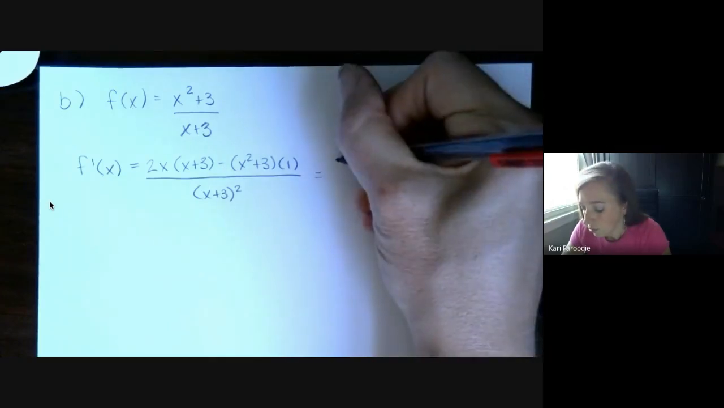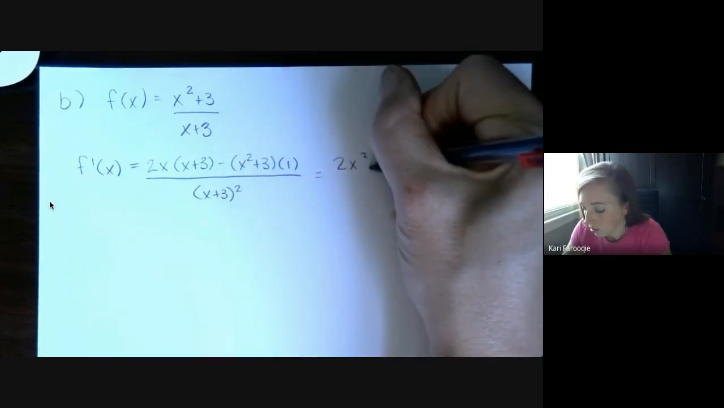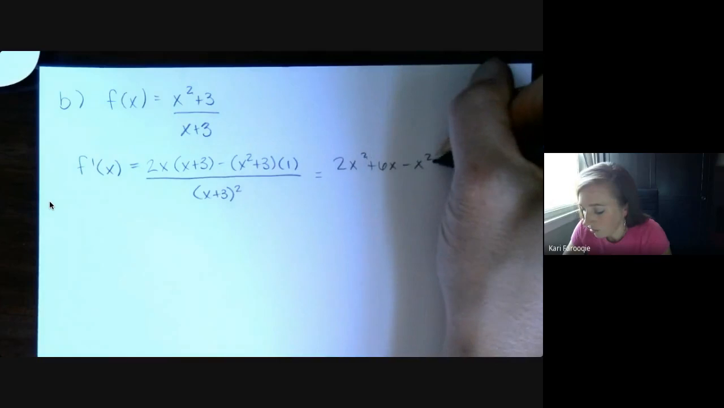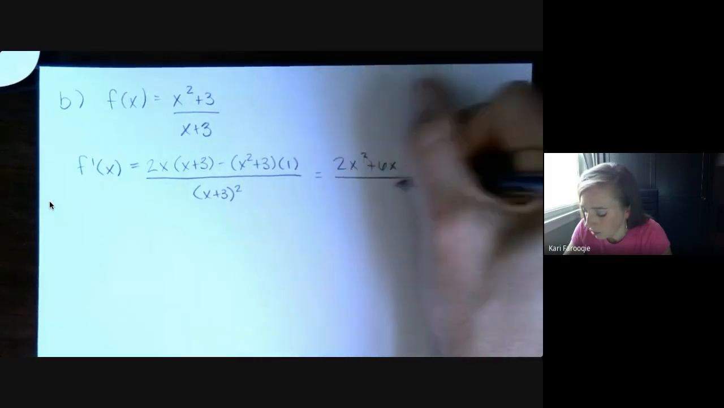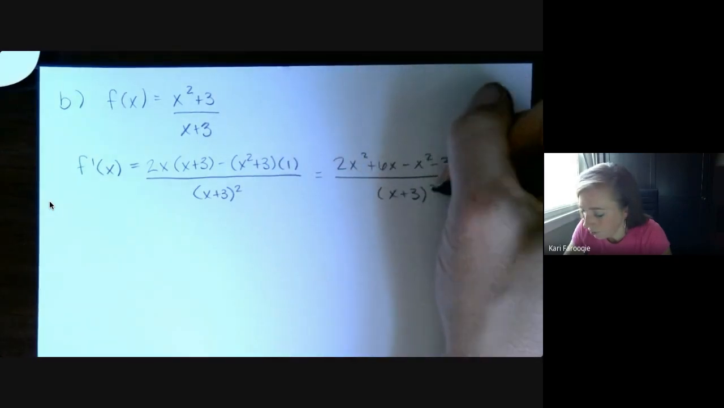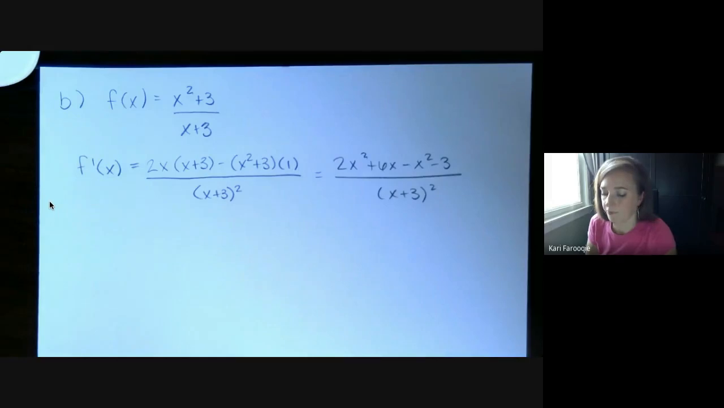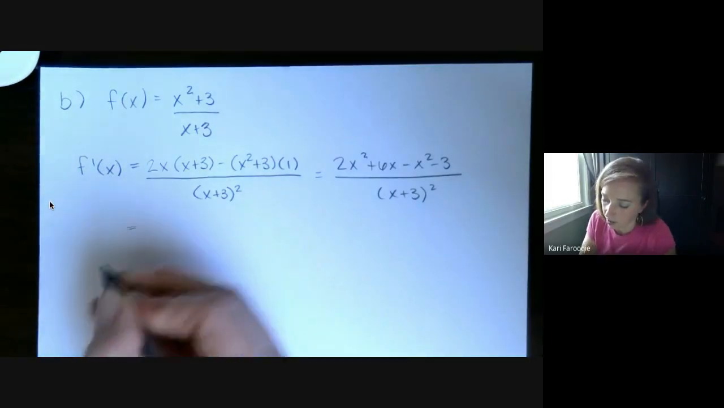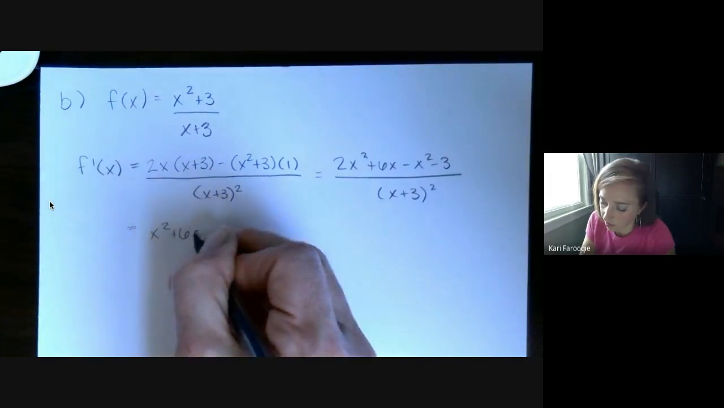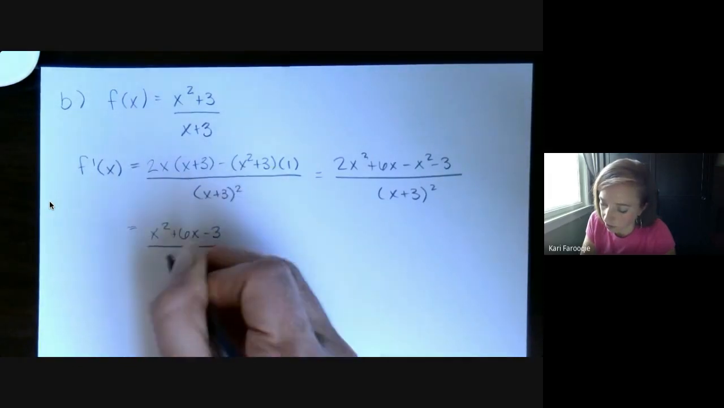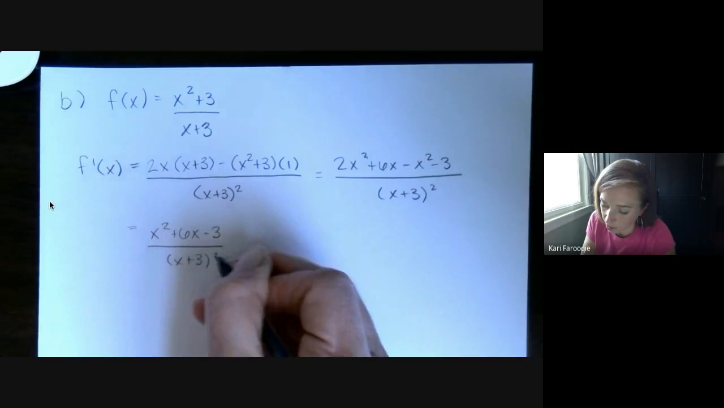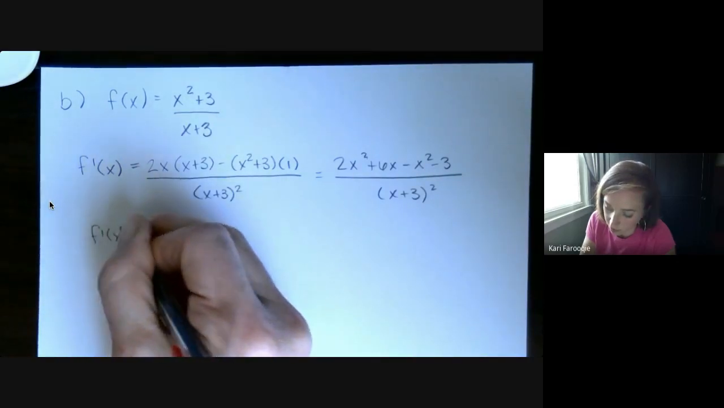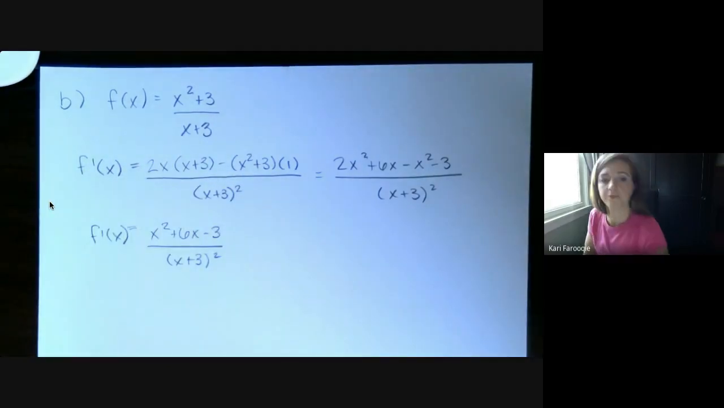So let's go ahead and simplify 2x squared plus 6x minus x squared minus 3 in the numerator. And then we have x squared plus 6x minus 3 divided by (x plus 3) quantity squared, and that's our derivative.